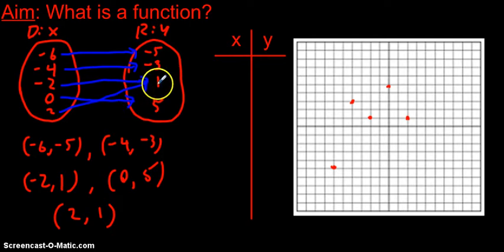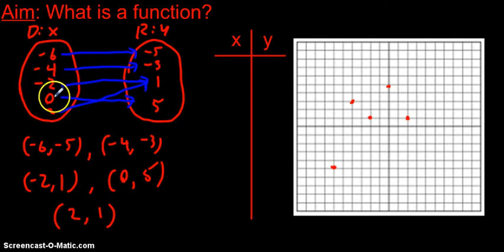Now, 1 in the range relates to two numbers in the domain, but that has nothing to do with the definition of a function. And the reason for that is a function is kind of like a machine that works. When you press an x button, you expect a particular result to occur. Alright, so if we press the negative 6 button, we expect to get negative 5.